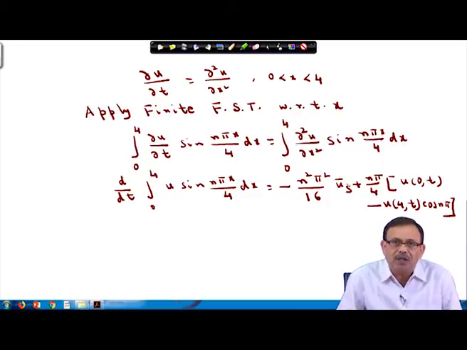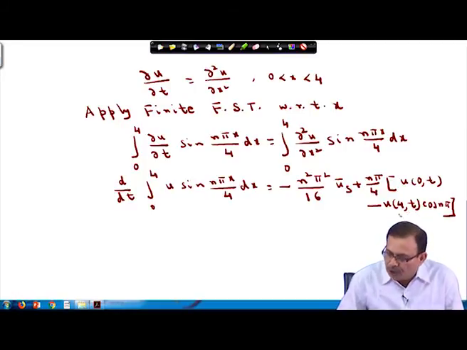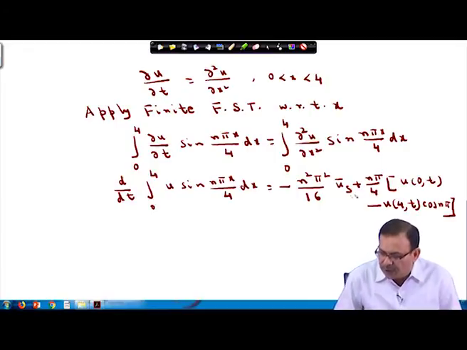Please note that this u bar s is nothing but the finite Fourier sine transform of the function u(x, t), plus n pi by L, where L is 4 again. So, it is n pi by 4 into u(0, t) minus u(L, t) into cos n pi. So, L is 4, so u(0, t) minus u(4, t) into cos n pi. Therefore, you are getting this.